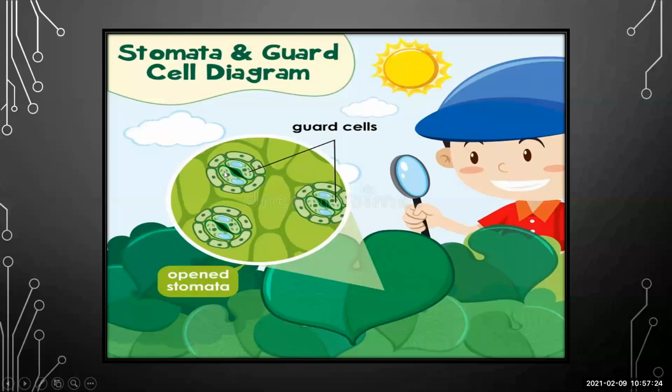You can see here, these two are the guard cells, kidney shaped, bean shaped, which will open and close, so that the gaseous exchange will be possible. Surrounding them are the epidermal cells, and many stomata are present on the leaf of the plants, so that this opening and closing will do the gaseous exchange.